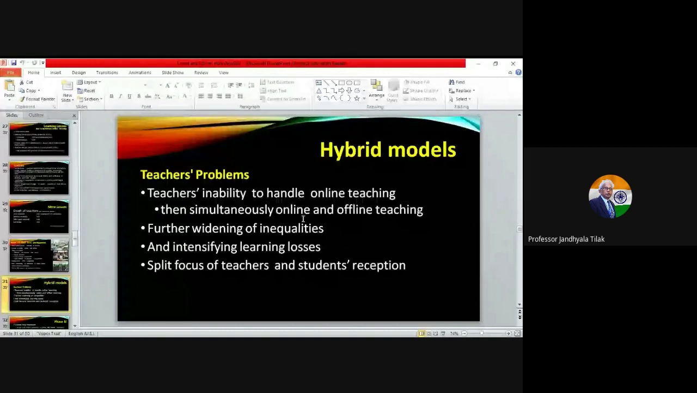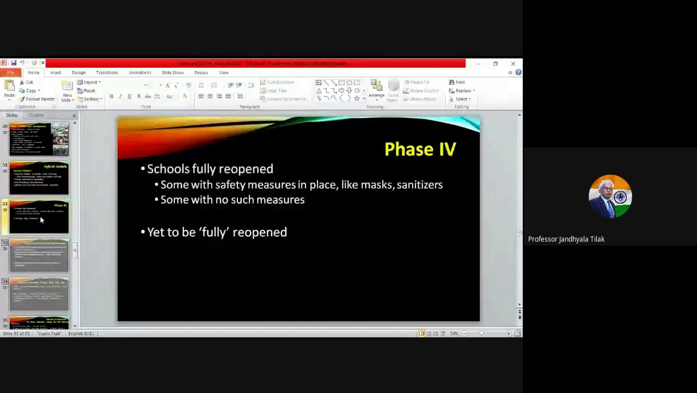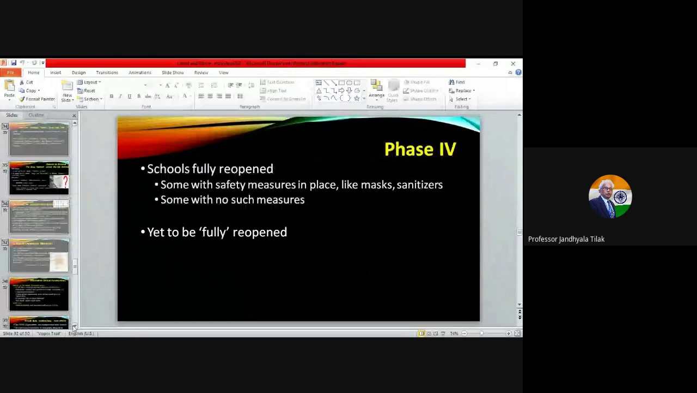Inequalities in education could be widened further and further, and the learning losses could be further intensified if that system was to continue to a great extent. The teachers were to split their focus and attention between the two modes, the students in the class and the students in the offline mode, and that's really very difficult for the teachers to do, particularly with a large number of children in the classes.